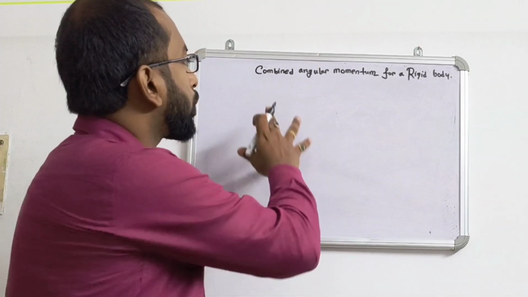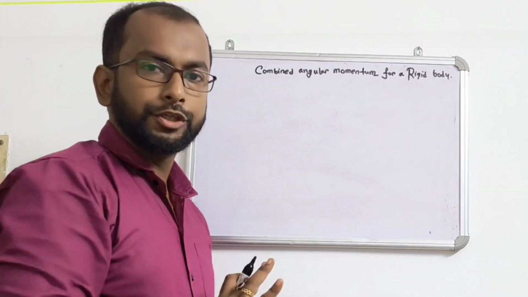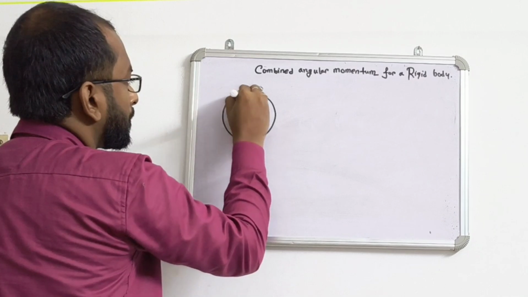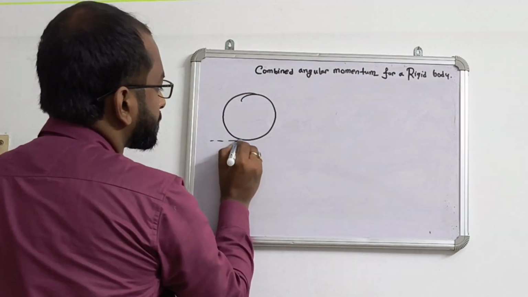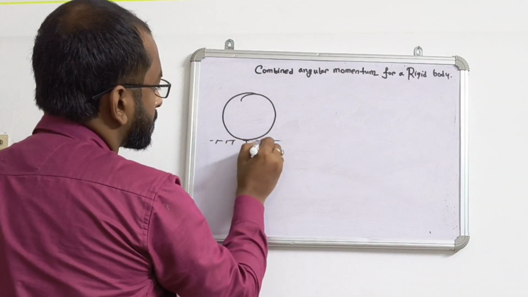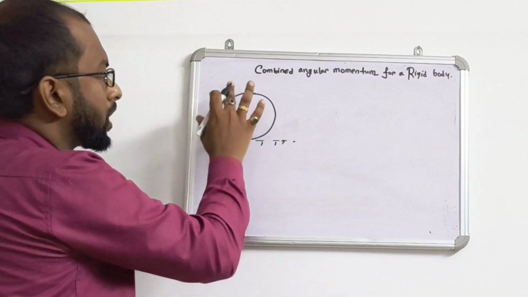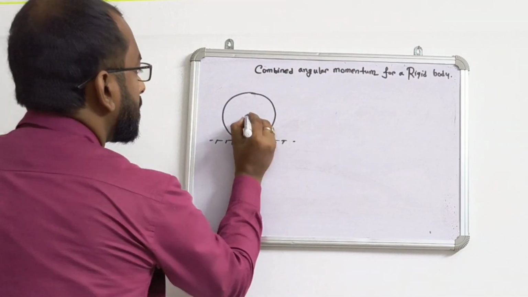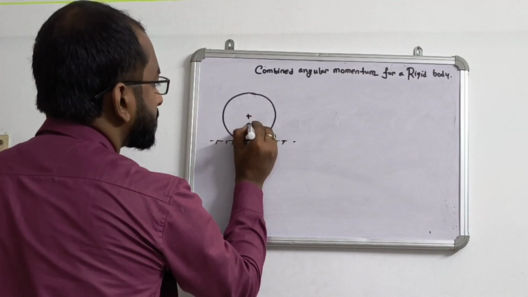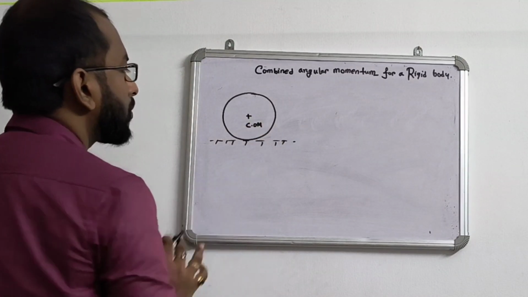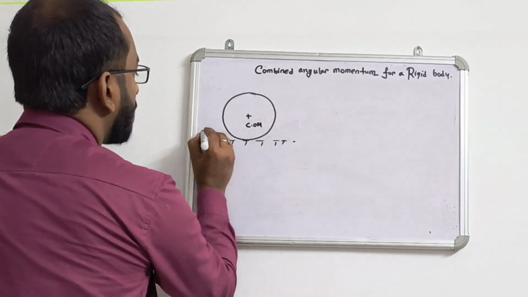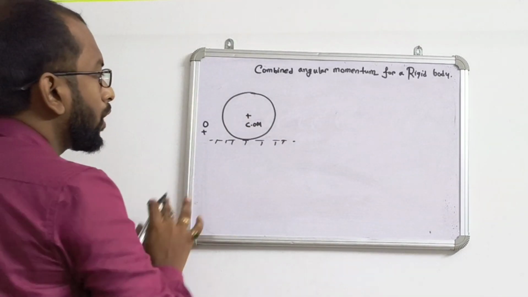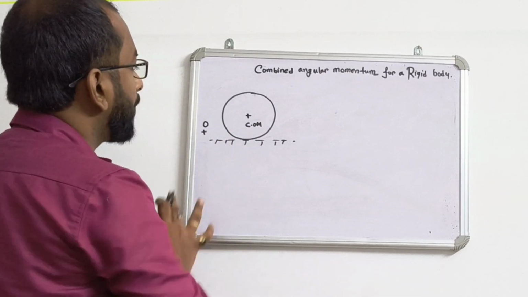Now we will see the combined angular momentum for a rigid body. Let us draw a diagram. Suppose this is a circular disc or some circular body having distributed mass. Its center of mass lies here, COM we will write. Now with respect to some particular fixed point outside, what is going to be the angular momentum of this body?